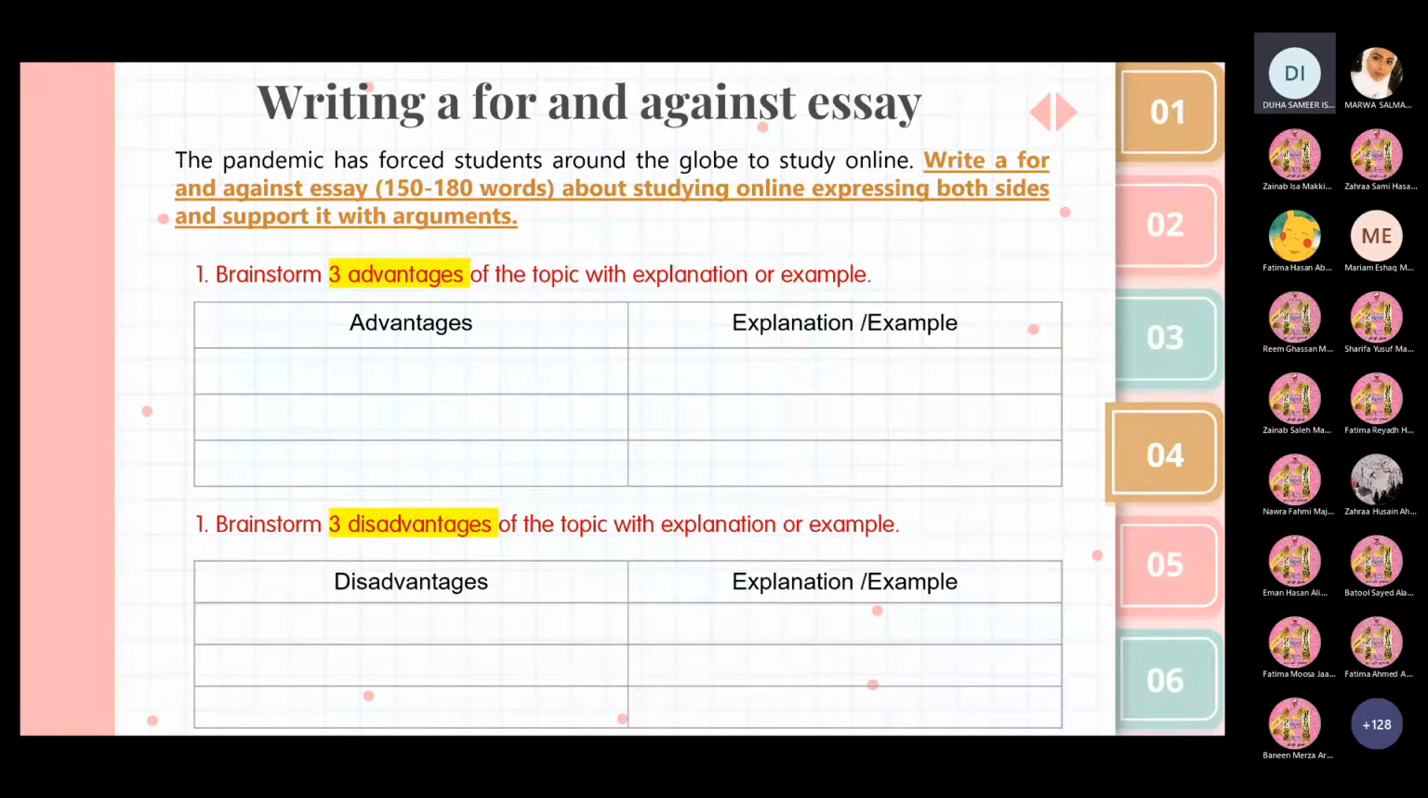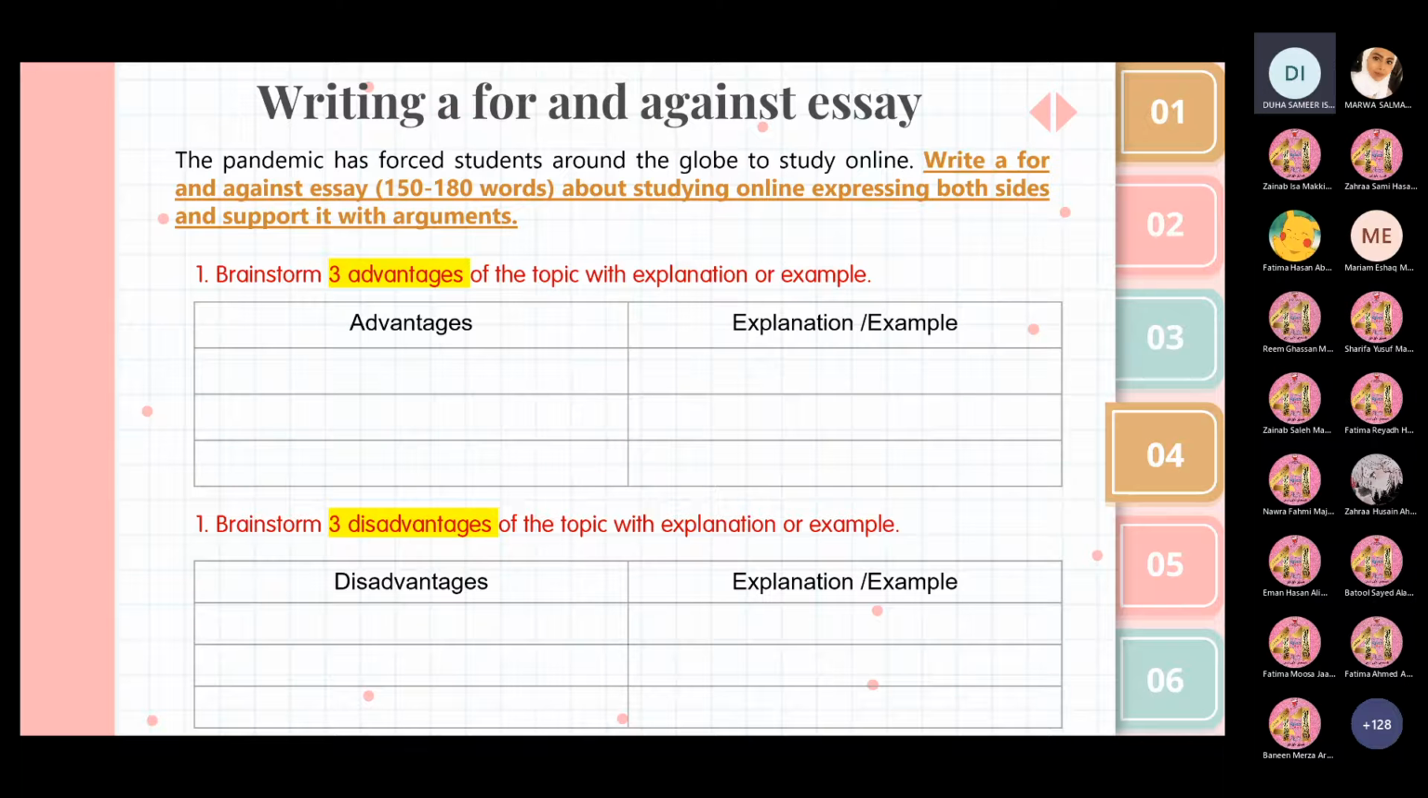All right, I can see some students have already started writing the advantages. Let's start with the first one here. One positive point in studying online is that it improves self-learning and shows how responsible the students are. Excellent. Zahra, you get full marks.